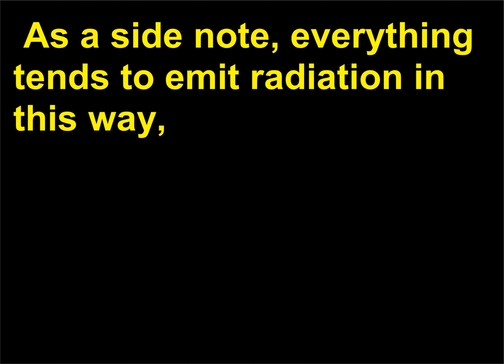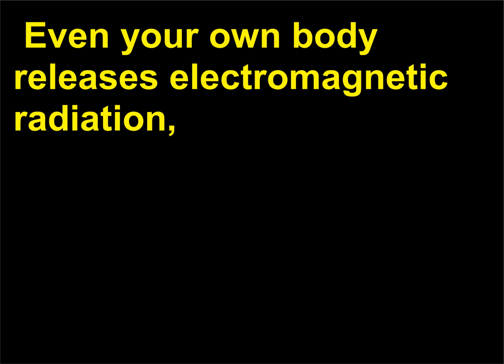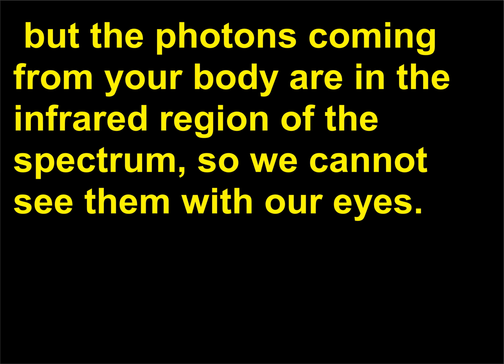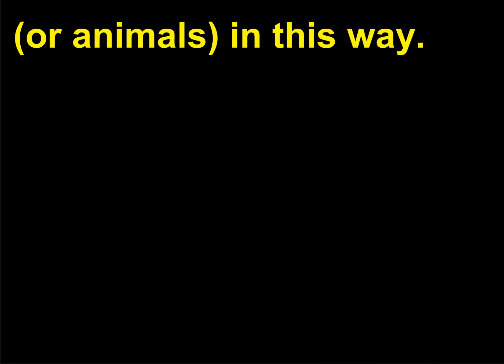As a side note, everything tends to emit radiation in this way, at least to an extent. It's just that most things on Earth are not nearly as hot as the Sun. Even your own body releases electromagnetic radiation. But the photons coming from your body are in the infrared region of the spectrum, so we cannot see them with our eyes. However, infrared cameras can use the photons given off by a person's body to locate people or animals in this way.